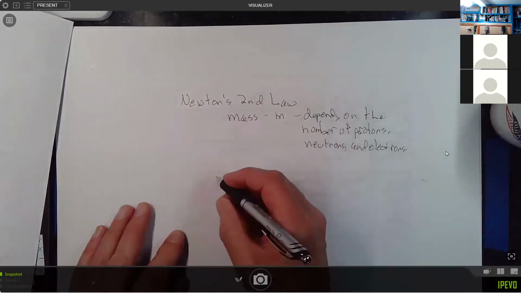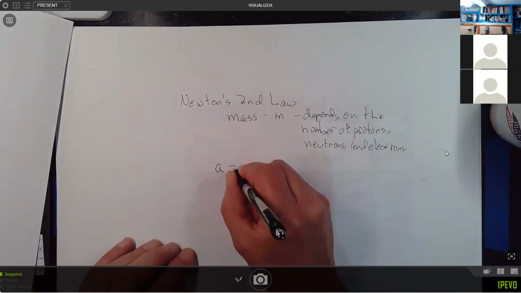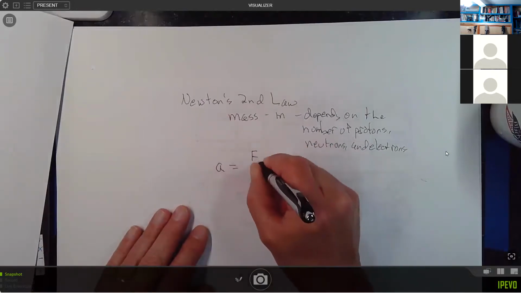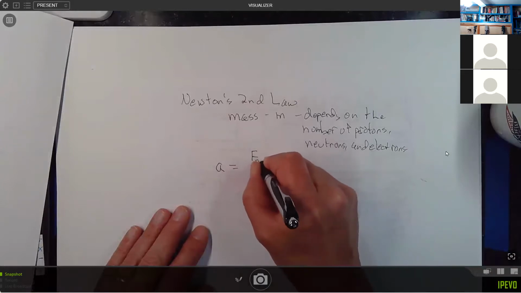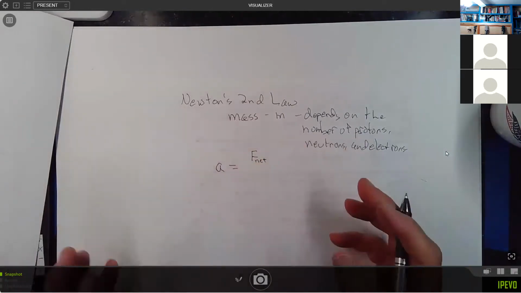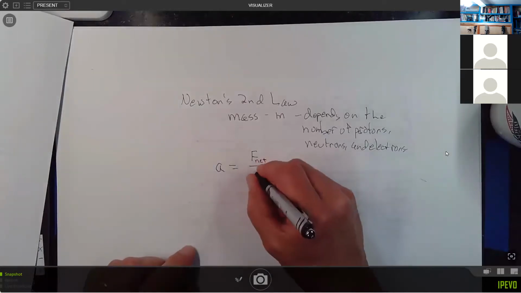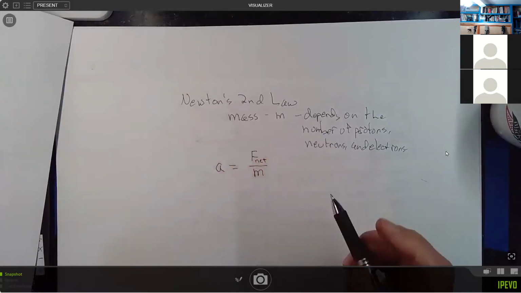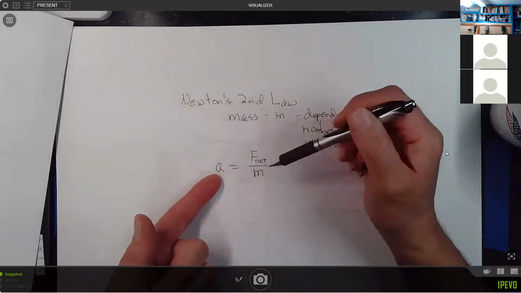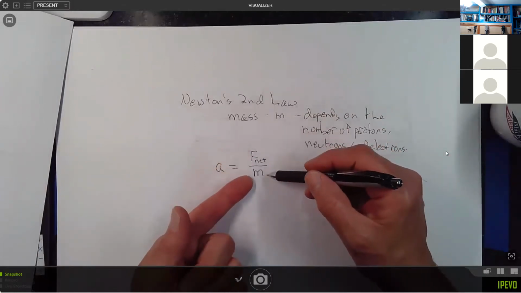But here's Newton's second law, and I like to write it this way. The acceleration of an object, that'll be A, is equal to the net external force, which we typically write as F net, what you get when you add all the forces acting on it together as vectors, divided by the mass of the object. I like to write it this way because the acceleration is usually the end result of applying a net force to a mass.